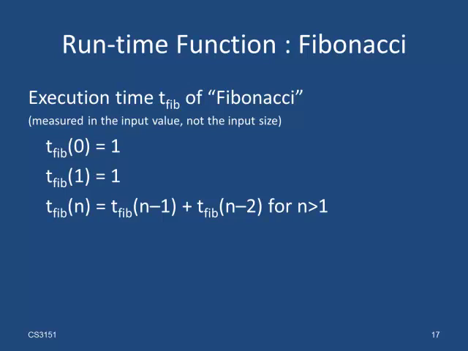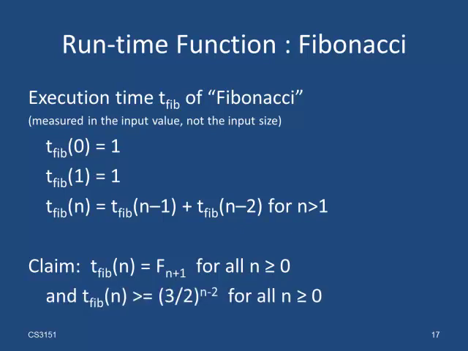It is hard, if not impossible, to resolve tfib, but you might see the resemblance in the way the Fibonacci numbers are defined themselves and the function tfib. Essentially, tfib of n corresponds to the n+1'st Fibonacci number, so the growth rate of the runtime function is the same as the growth rate of the Fibonacci numbers. It turns out that the growth rate of the Fibonacci numbers is actually exponential. In particular, one can show that tfib of n is greater than 3/2 to the n-2. And guess what? We can use mathematical induction to prove that claim.